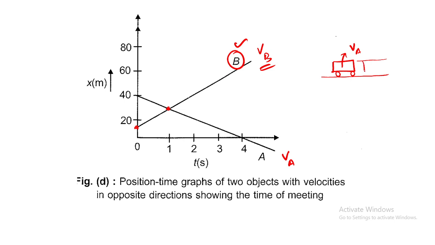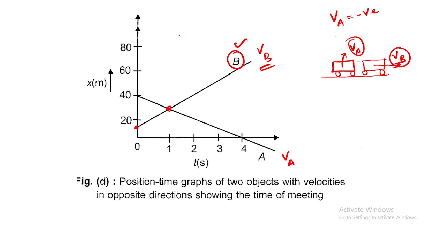So car B, after some time, will cross over with VB. Yes or no? Why? Because VA value is negative, decreasing, breaking. What about the VB here? Increasing. So what happens in this situation? They will meet. Earlier case also they will meet, this case also they will meet.